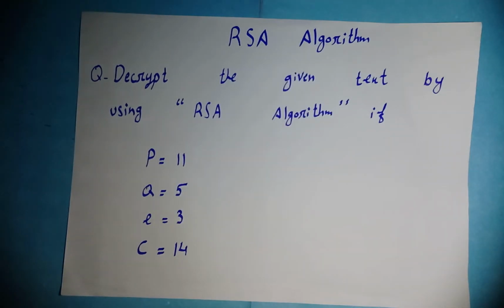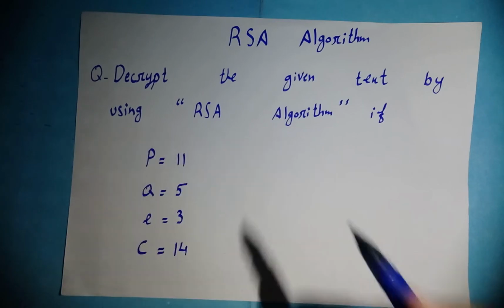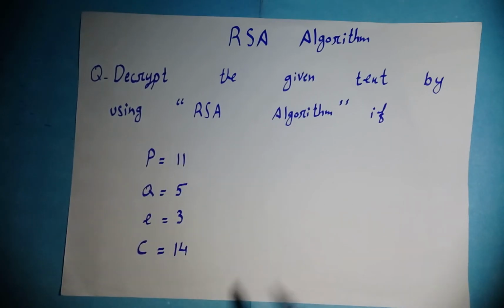RSA algorithm. Basically, this is part 2 of that topic. In part 1, I just showed you how you can encrypt the given text by using RSA algorithm, and in this part 2, I'm going to show you how you can decrypt any text by using RSA algorithm. So let's get started.